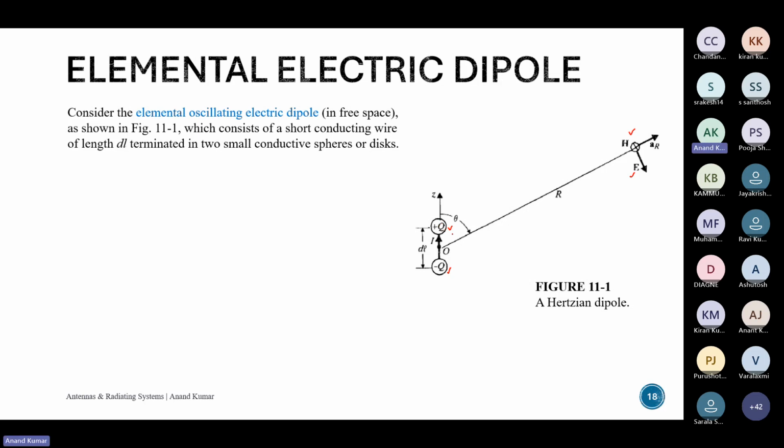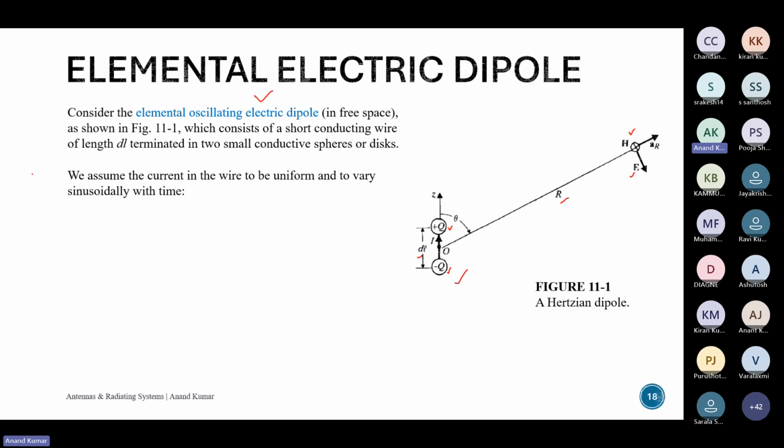This is how the setup looks, and this particular thing is known as an oscillating electric dipole, because we have two charges and there is a small current over here. The current flows in this direction, so there are oscillating charges. This is an elemental electric dipole. The point is r distance away, and this particular length is dl. The current I flows through it, and the field we're trying to find out is r distance away.